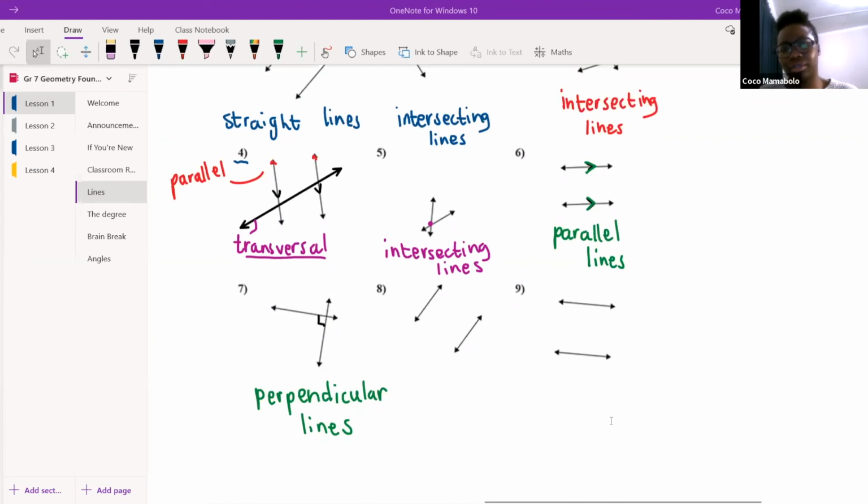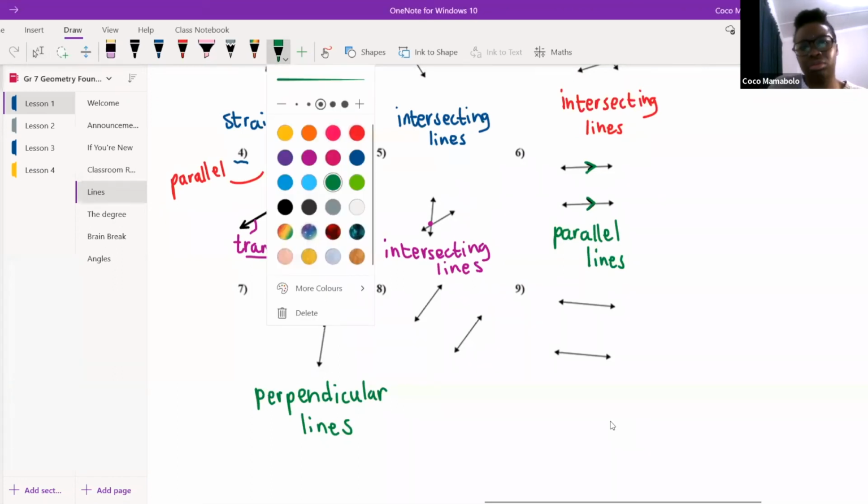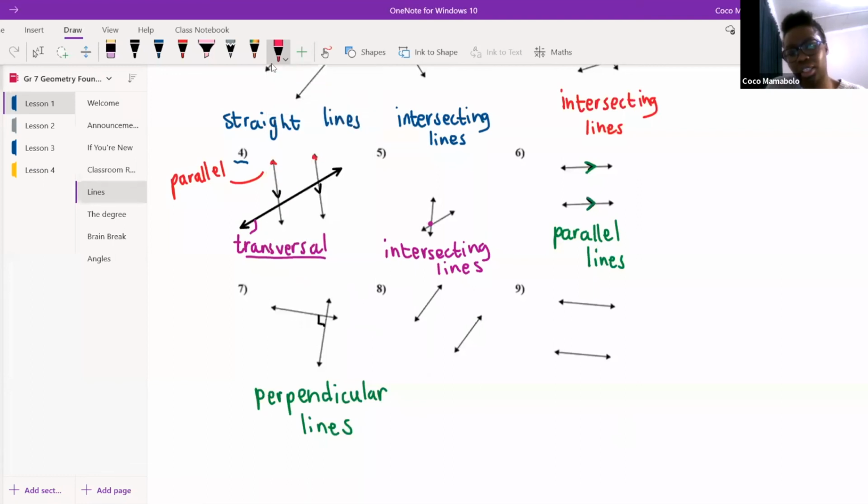Number 8 is 2 straight lines. Good. Why 2 straight lines? Because they're not parallel. Good. They're not parallel. And what do the arrows tell us? They tell us that the lines are parallel. No, not that they're parallel. They are continuing. Yes, they continue. This arrow means that they go on forever in each direction. Very well done.